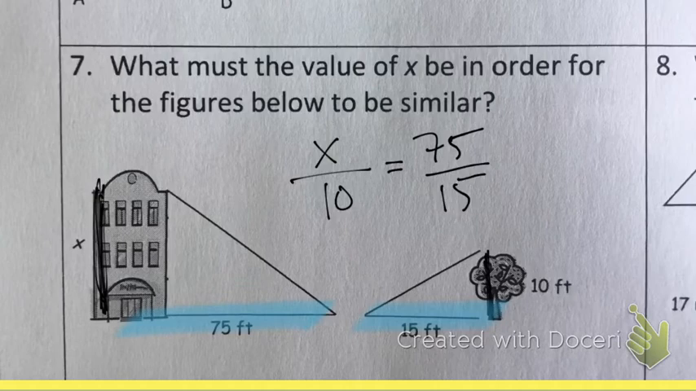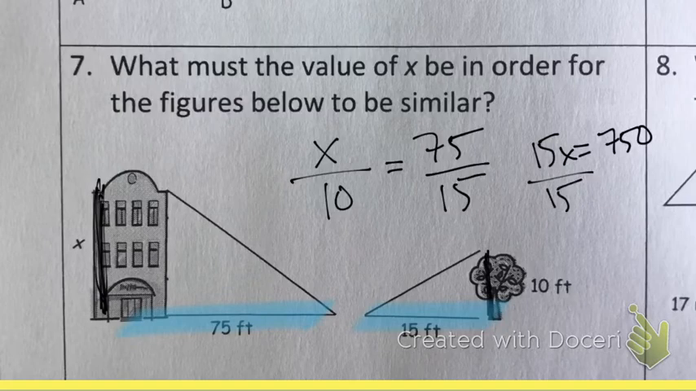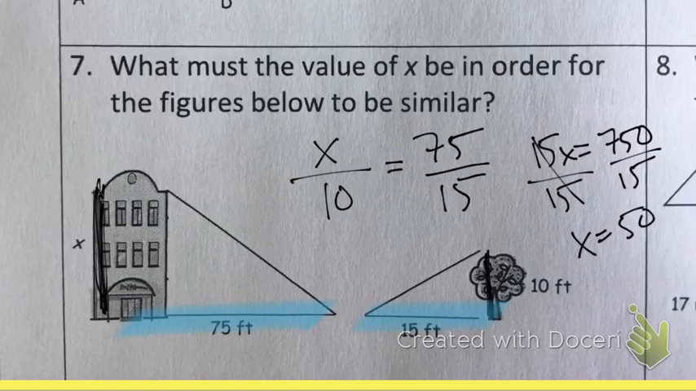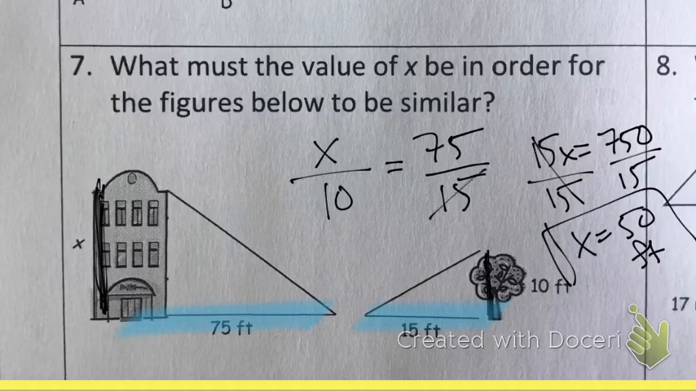So then from here, there's multiple ways to do it. I'm going to show you the cross product. 15x would equal 750. Divide both sides by 15, and we get 50. Okay, the way I personally probably would do this one is I know that this is 1/5 times 10, a 1 and a 5 times 10 times 10. That's probably how I would do it, but I want to keep showing you that cross product.